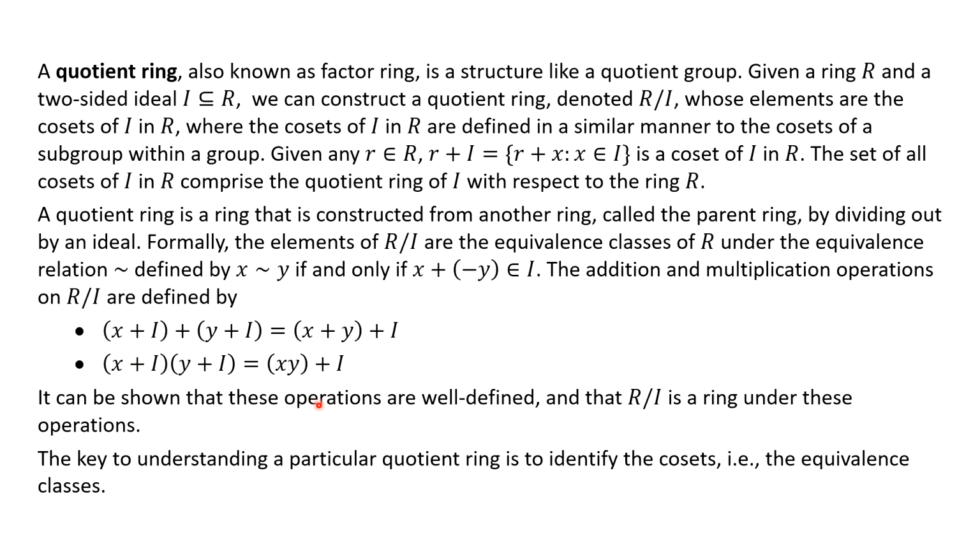It can be shown that these operations are well defined and that R slash I is a ring under these operations. The key to understanding a particular quotient ring is to identify the cosets, i.e. the equivalence classes.